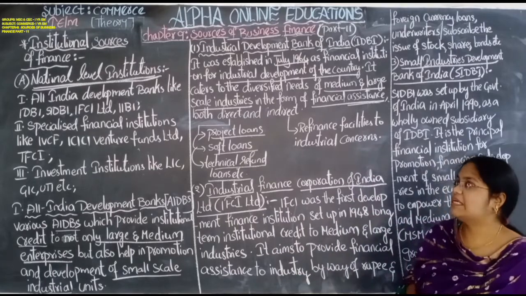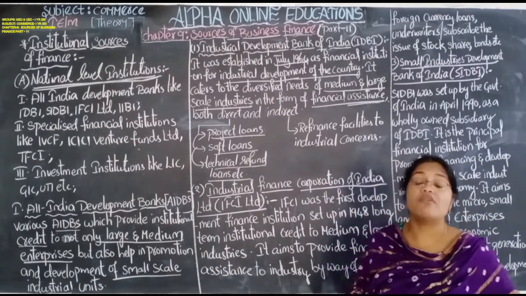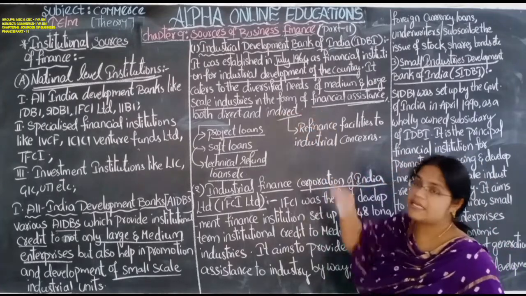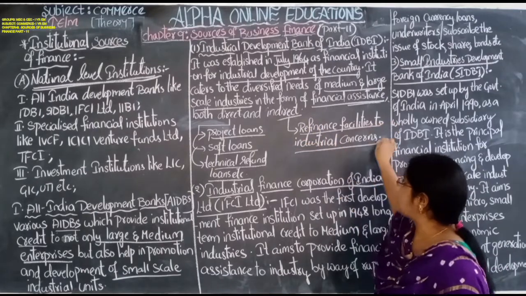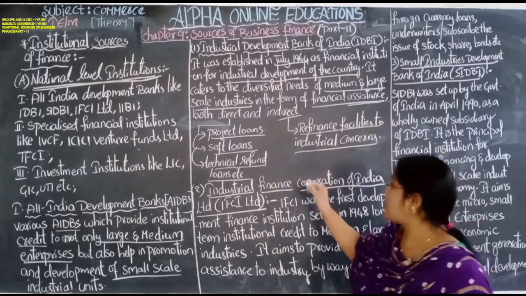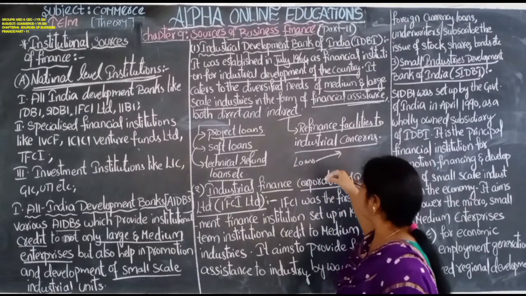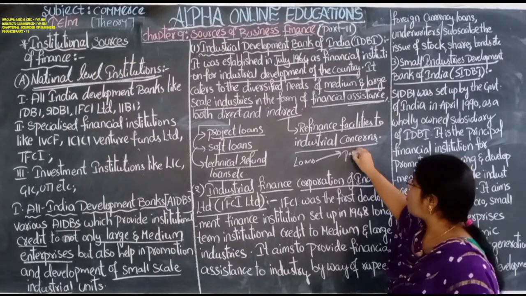But see, one thing is that these financial institutions will provide loans for industrial development. Next, indirect assistance. Here, a refinance facility to industrial concerns means they can raise a loan from one institution and pay off the loan of another institution.